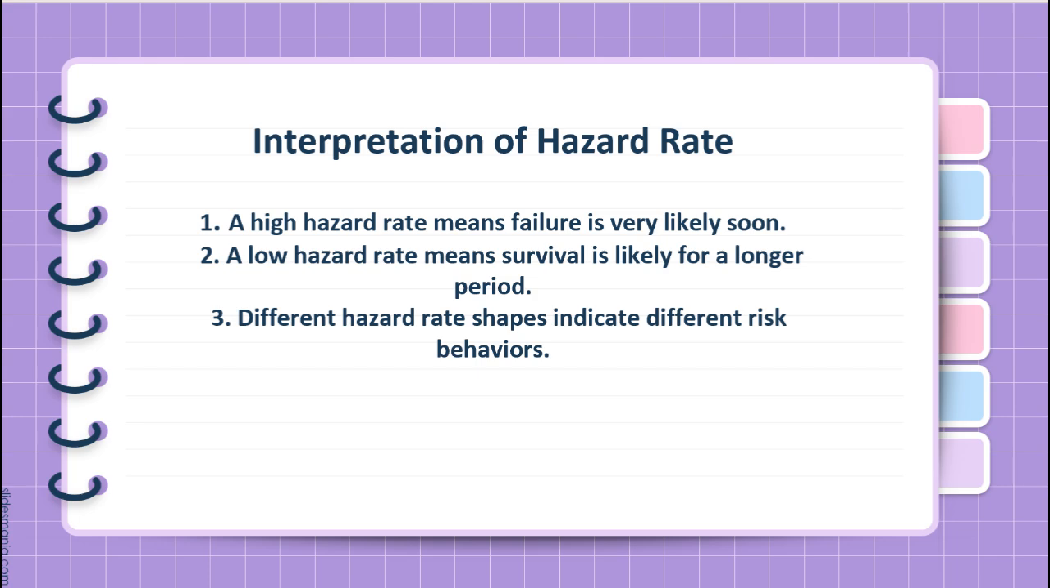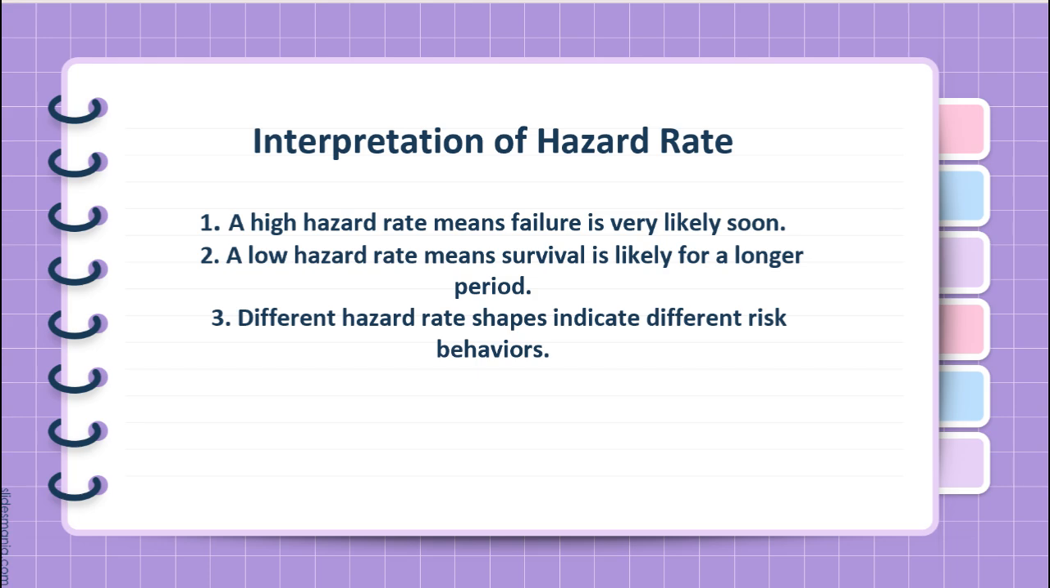A high hazard rate means failure is imminent. There's a strong likelihood that the event will occur soon. On the other hand, a low hazard rate suggests that the system or subject is expected to last longer without failure. What's important is how the hazard rate evolves over time. If it stays constant, the failure rate remains unchanged, meaning failures occur randomly. But if it increases or decreases, it tells us something about the underlying risk pattern.